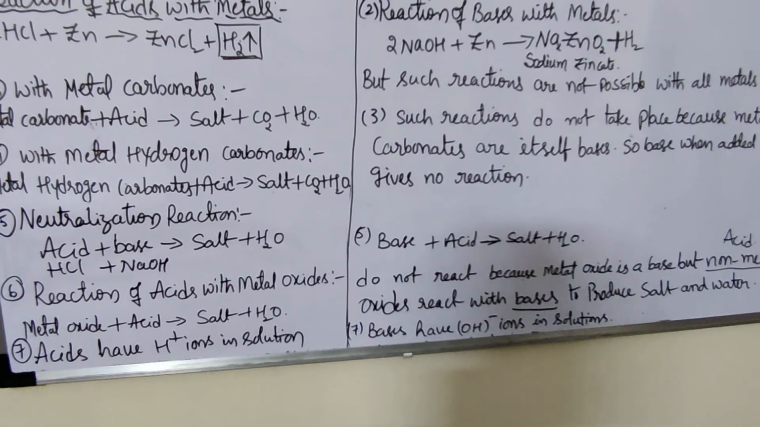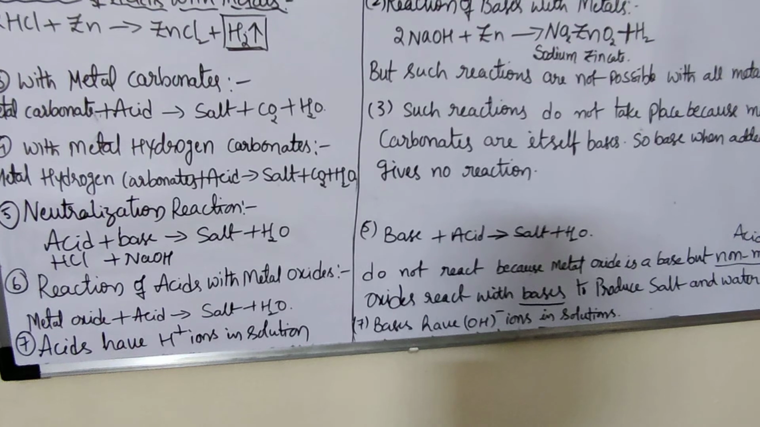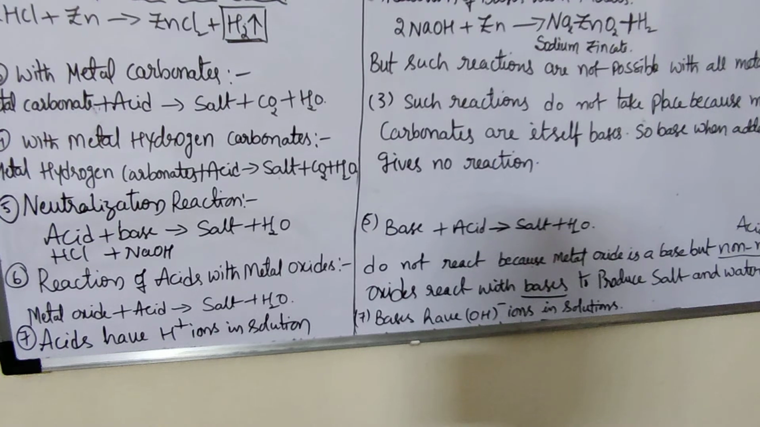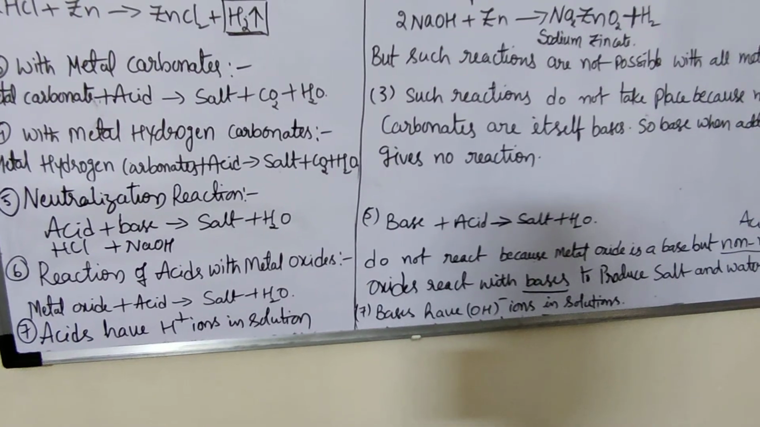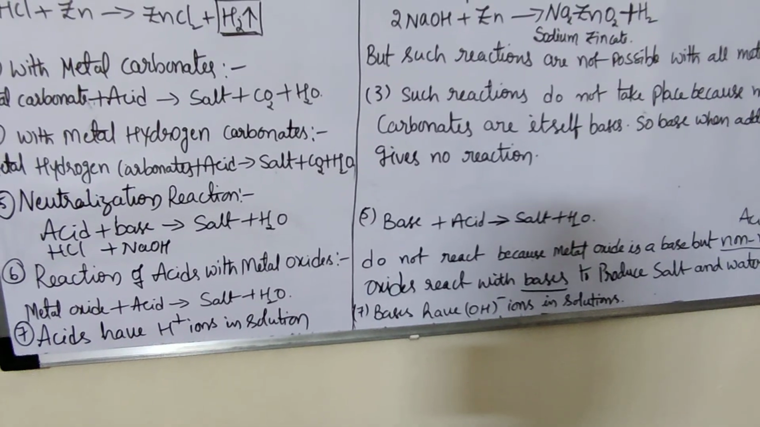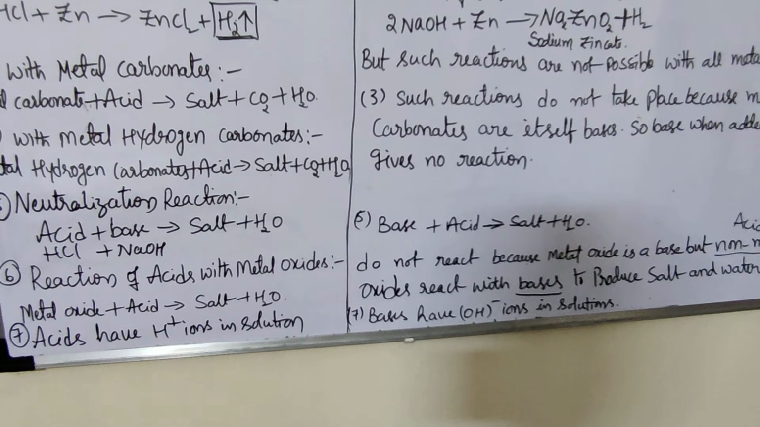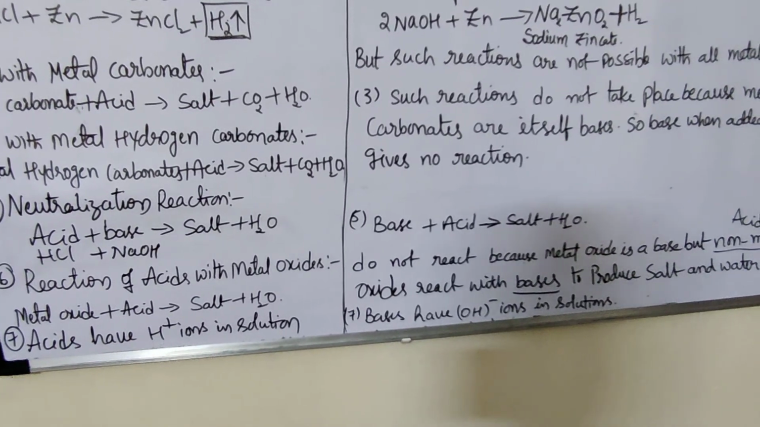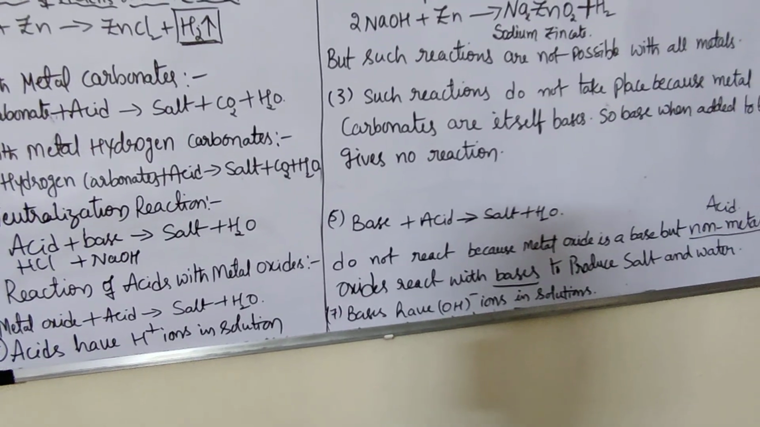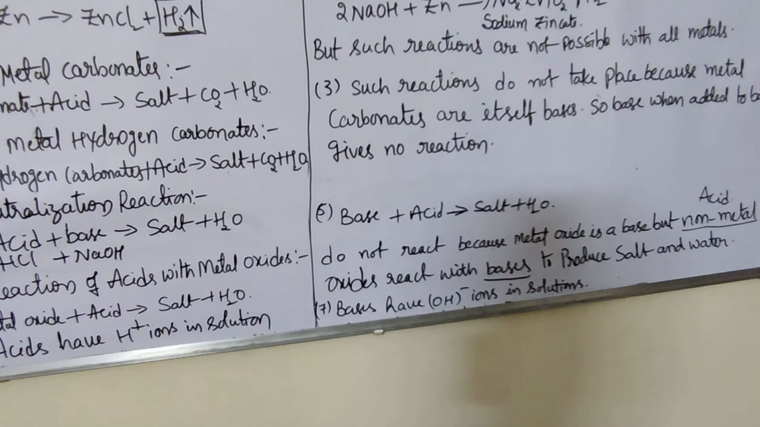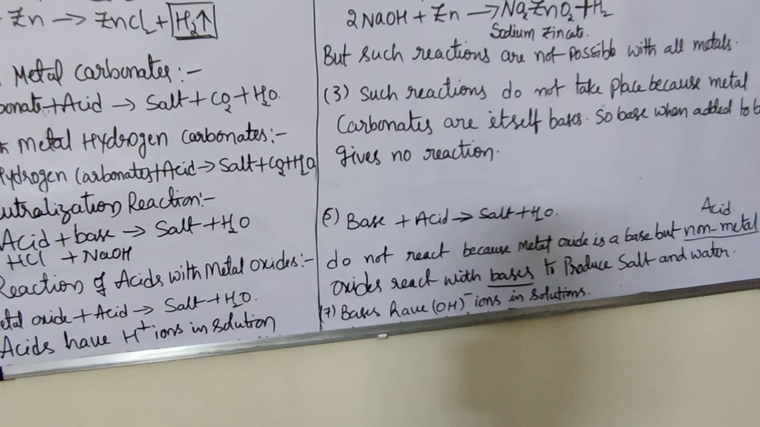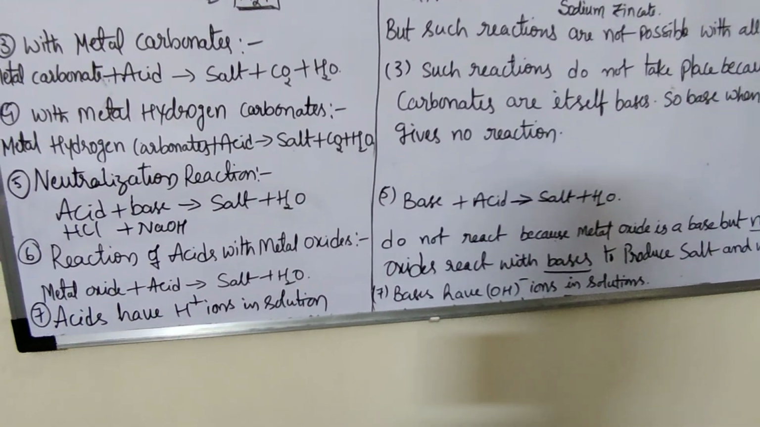Next, reaction of acids with metal oxides. When acids react with metal oxides, they produce salt and water. For example, copper oxide reacts with hydrochloric acid to produce copper chloride, which is bluish green in color, and it liberates water also. Metal oxides with bases do not react. Why? For the same reason, bases do not react with a base. There is no reaction.